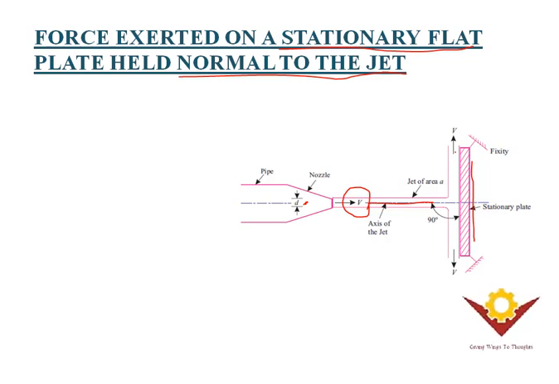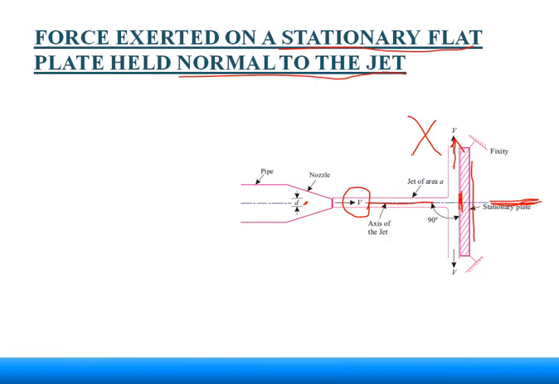Clear. Next, after impinging on the flat plate, it will turn 90 degrees, which means it will exit in the y-axis. But in solving the problems, we require the outlet velocity in the x direction, but not in the y direction.